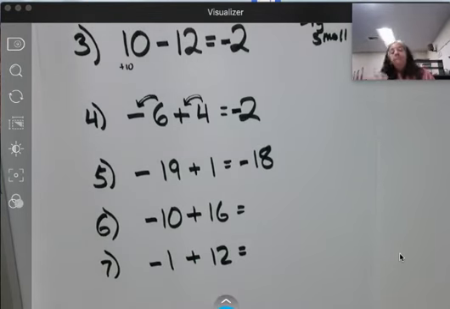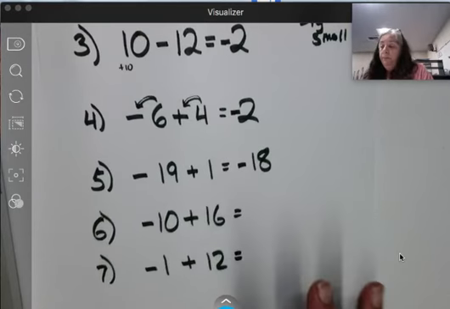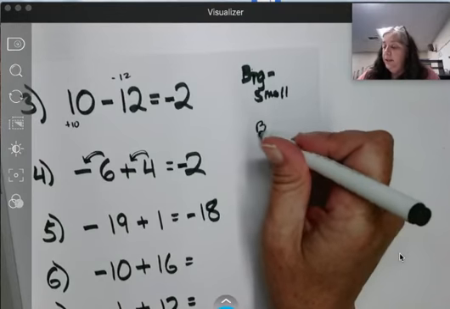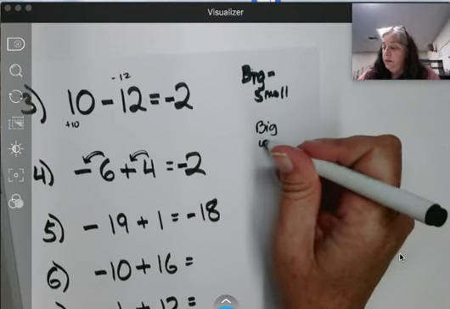Pause your recording, copy those down, and please make sure you're following the rules. Big minus small, and the big sign wins.